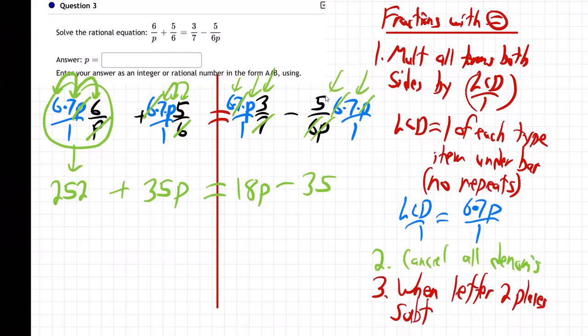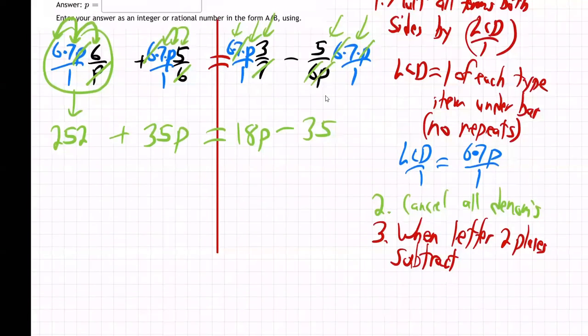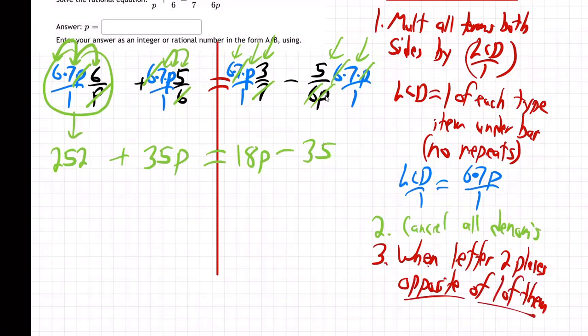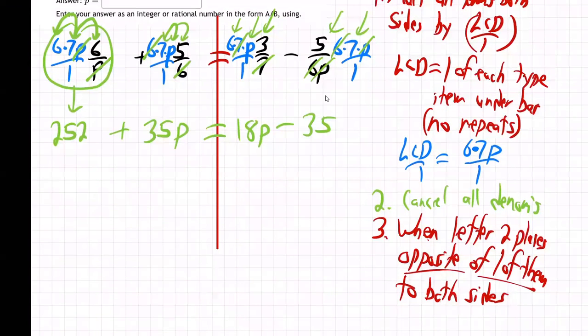subtract, or let's just say do the opposite, because if it was negative, I'd have to do positive. So we'll just say do the opposite of one of them. And you can do the lower one or the higher one, doesn't matter. Do the opposite of one of them to both sides, right? Whatever, we have an equal sign here.